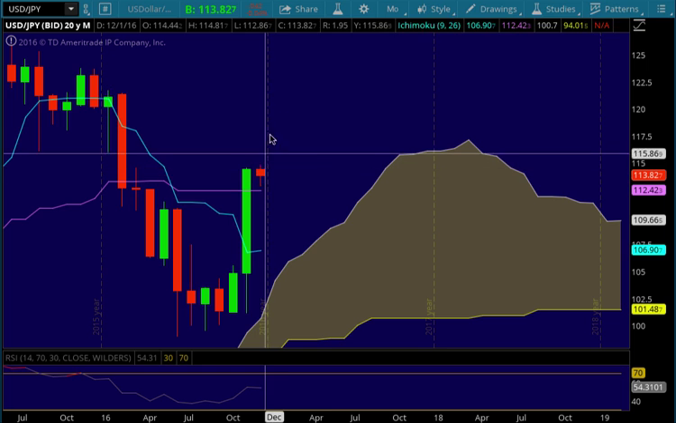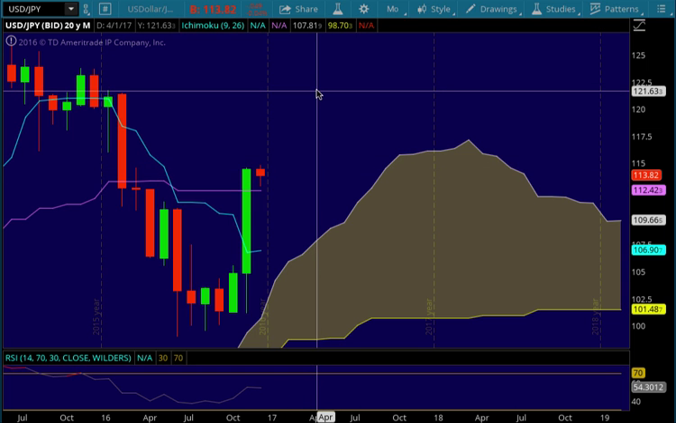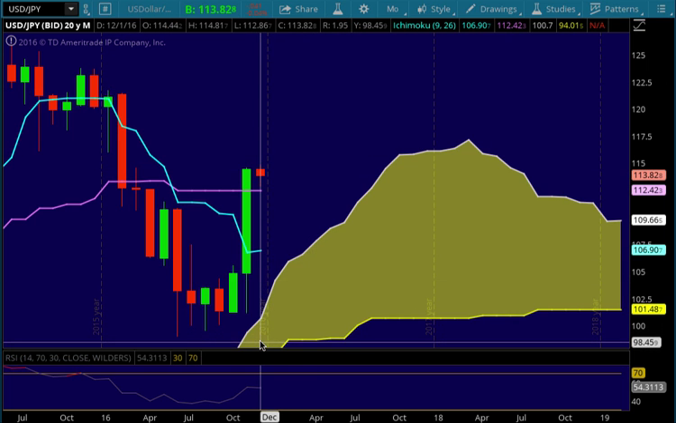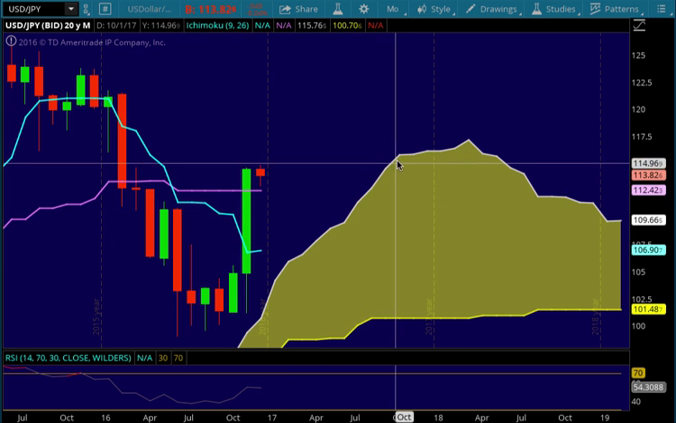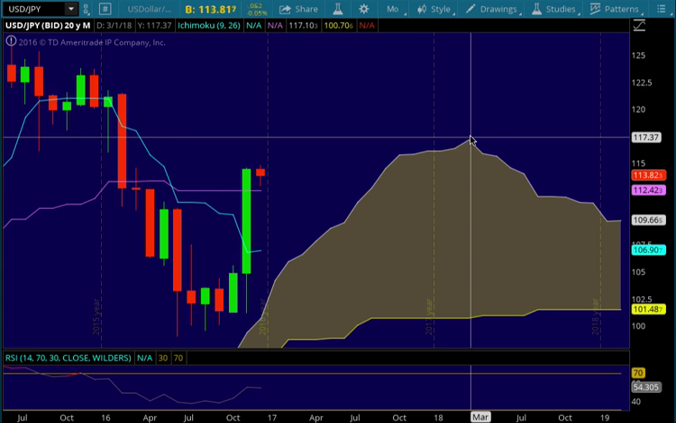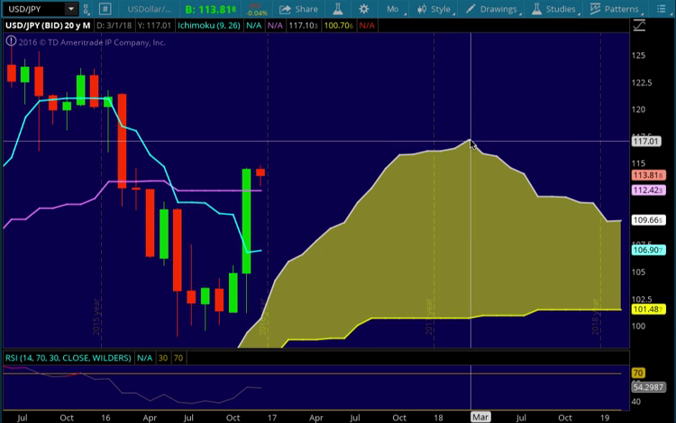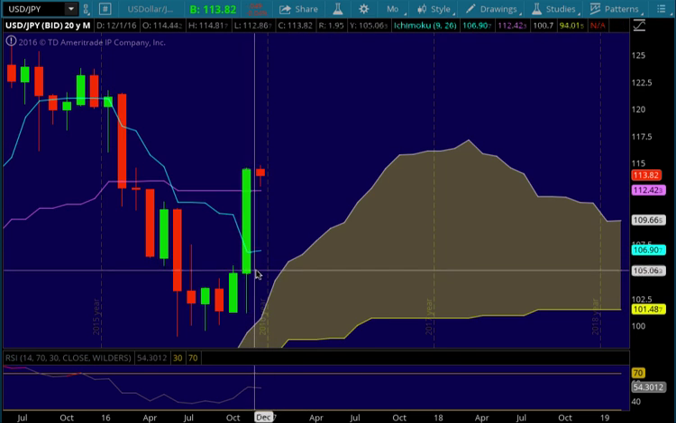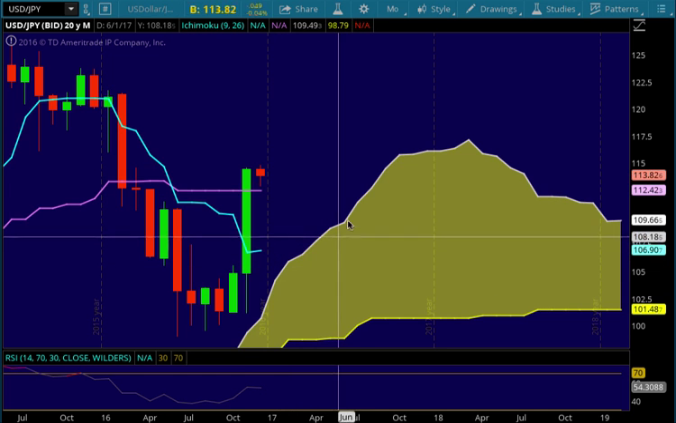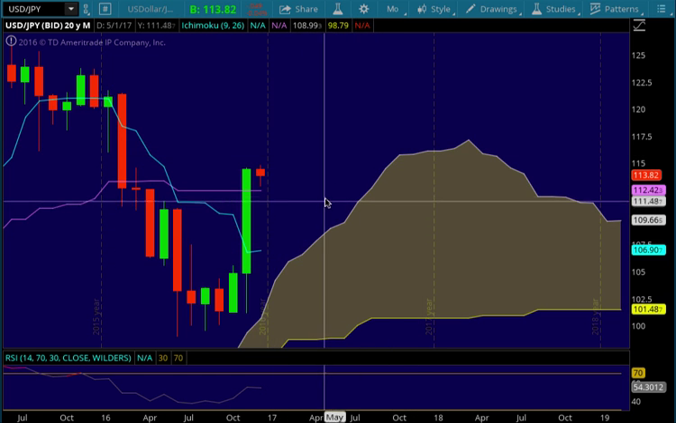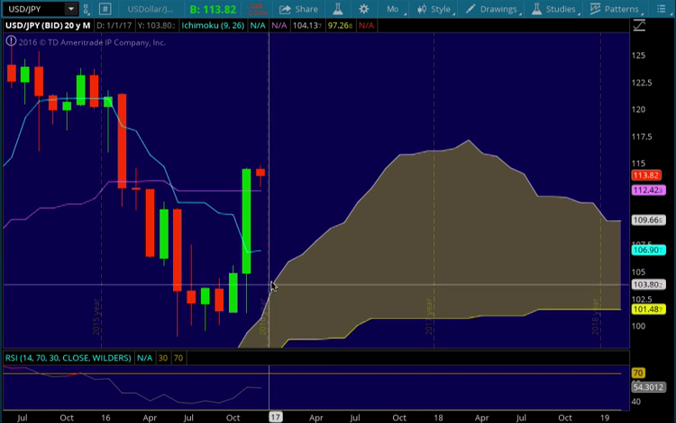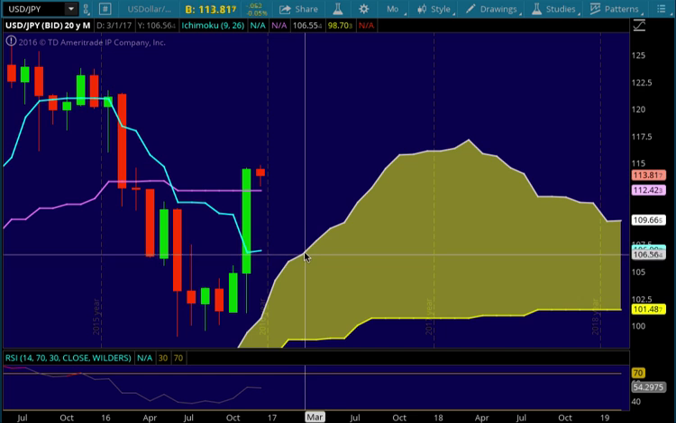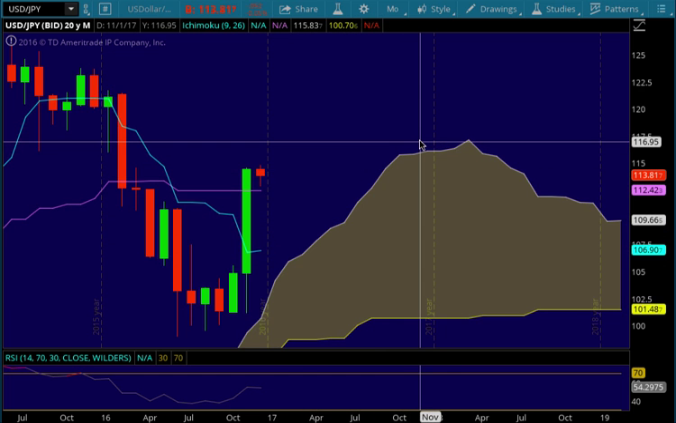So what's coming next for the dollar yen is a little bit hard to tell. We do have a very strong, thick rising cloud going all the way into 2018. If we do manage to hold the cloud's support, price action is going to go up. If we do get some selling and come down, then there'll be plenty of places along this rising cloud for the dollar yen pair to find support.